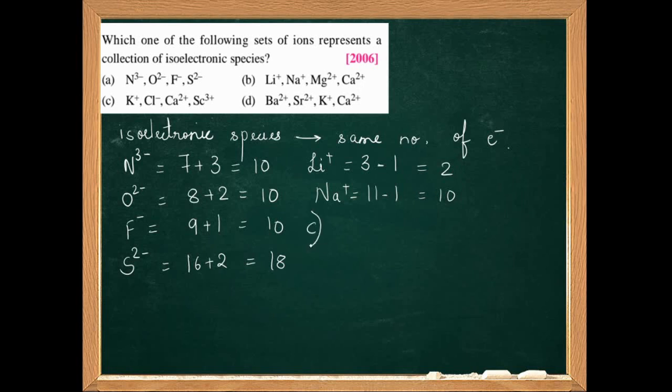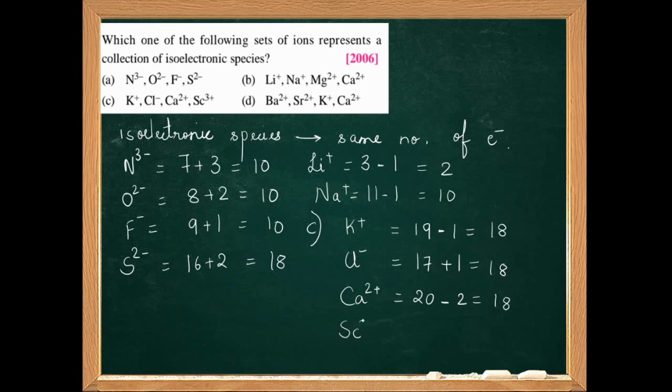So if I look at C, I have potassium plus 1. Potassium is atomic number 19 minus 1 because of the plus charge. So we have 18. And then we have chlorine minus. Chlorine atomic number is 17, so 17 plus 1 because 1 electron is added. So this gives us 18. Then calcium 2 plus, calcium atomic number is 20, so 20 minus 2 because 2 electrons are taken off. This also gives us 18.